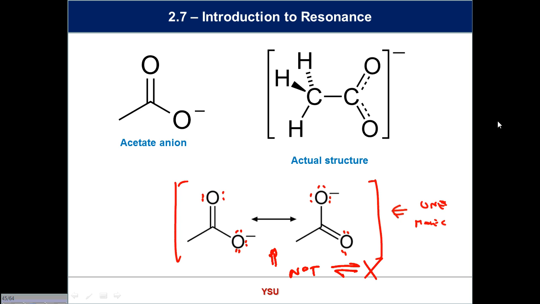I will learn to write on this thing eventually. That's one molecule, not 2. This will be very confusing, so be careful. Different type of arrow. We don't have the equilibrium, we have the resonance arrow.